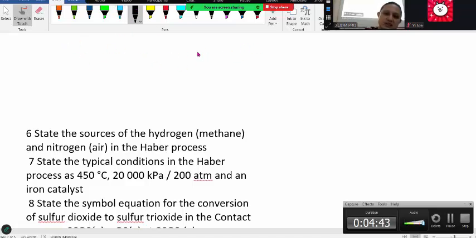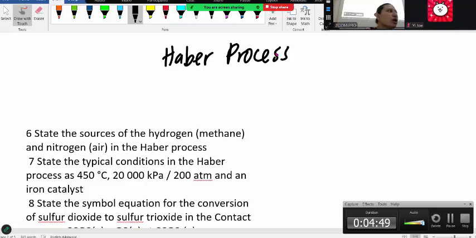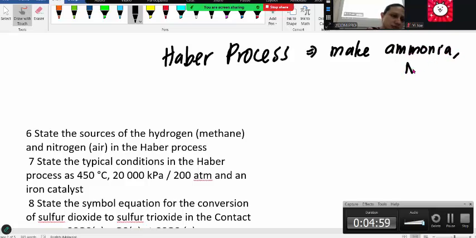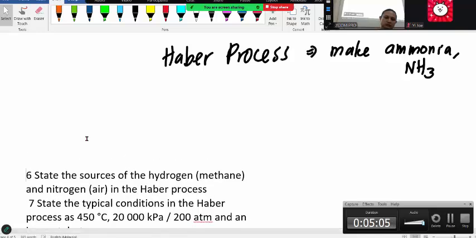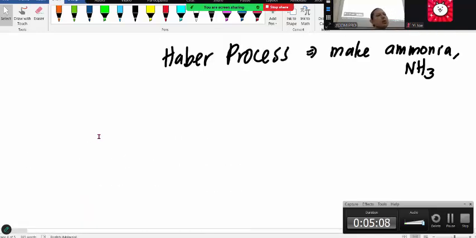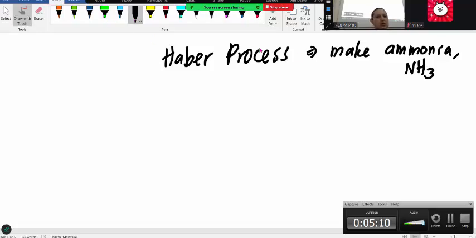There are two industrial processes. The first one is called the Haber process, and the second one is called the contact process. The Haber process is to make ammonia. Why is it so important to make ammonia?